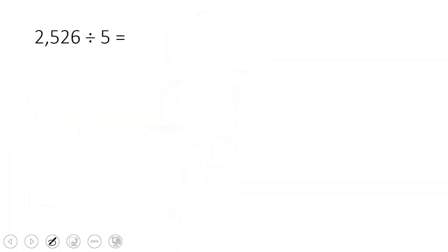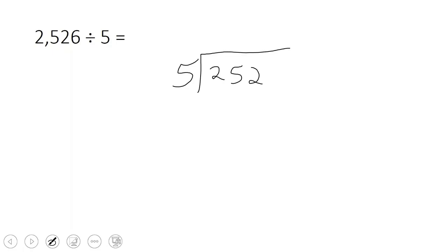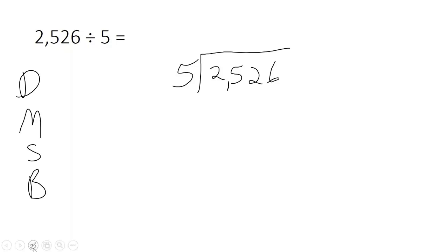I do have one more example for you guys. This is an extra example. It's a much larger long division problem that I just want to go over because it touches on some interesting situations you may come across. So let's write this problem out as long division, where we have 5 goes into 2,526. So in a problem like this, all of my long division steps are still the same. I'm still going to divide, multiply, subtract, and bring down. But I'm going to have to do it a couple times.